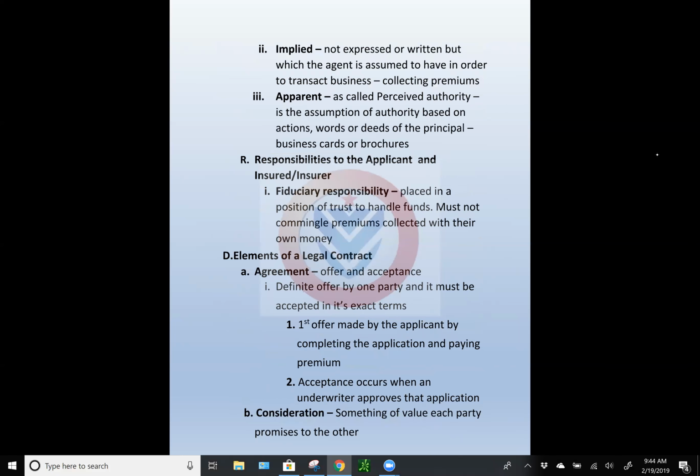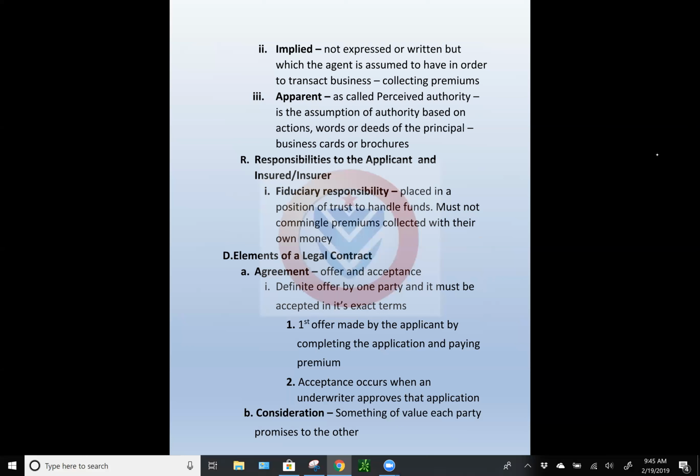Next is implied authority. Now, implied authority is not expressed or written in the contract, but is what the agent is assumed to have in order to transact business. For your test, just think of an agent that is able to collect premiums. It's not written in their contract, but it's implied that they have that authority. Next is apparent authority, also called perceived authority, is the assumption of authority based on actions, words, or deeds of the principal, which is the insurance company. For your test, think business cards and brochures. Apparently, if you have business cards and brochures, you have the authority to do business with the company.